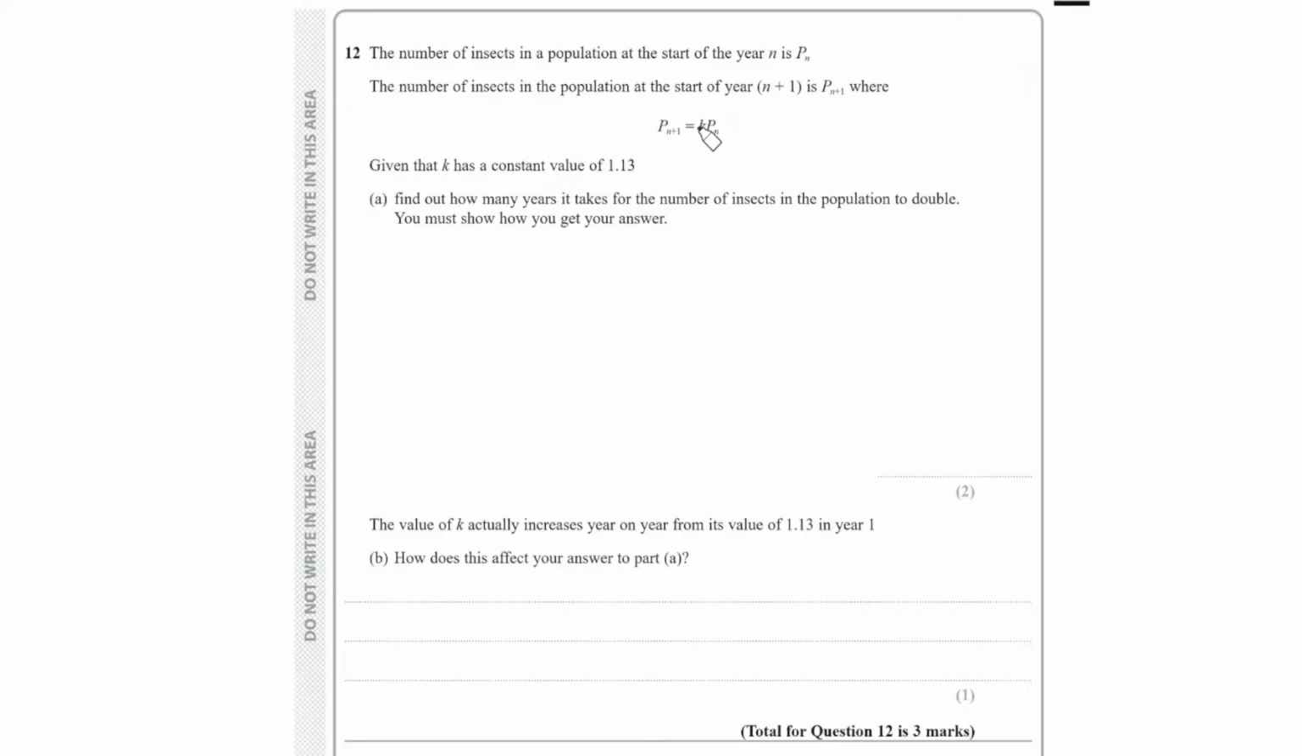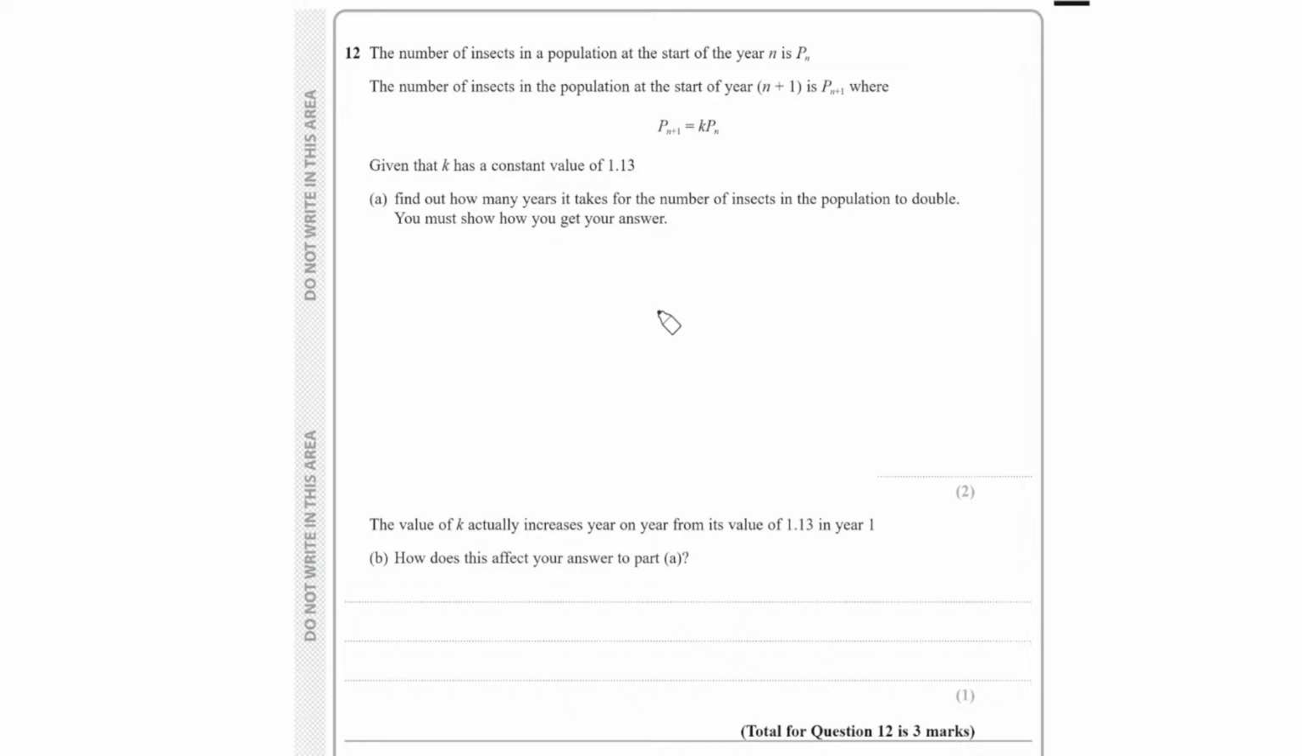Don't know why they haven't just written it in the formula, why they've separated it, but anyway. So effectively, think about it in terms of percentages. Every year, the population is increasing by 13%, isn't it? Every year it's increasing by 13%.